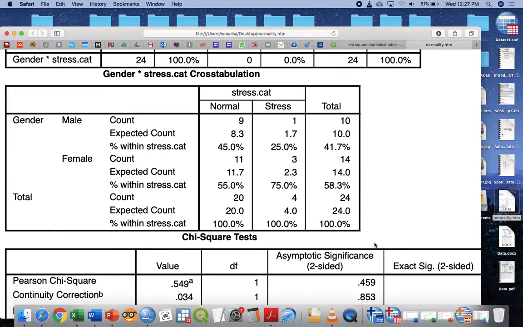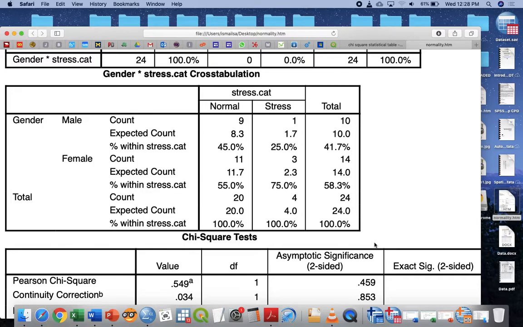You total up everything first. 9 plus 1 is 10. 11 plus 3 is what? 14. 1 plus 3 is what? 4. 9 plus 11 is what? 20. Okay. So the total is what? 24. So when you want to calculate the E, the expected count.